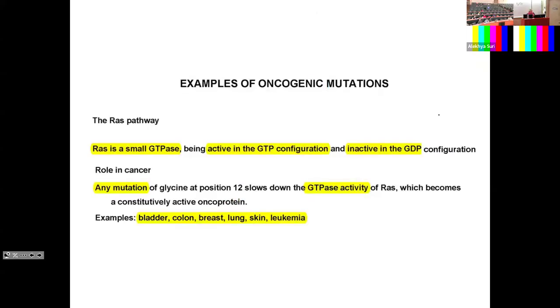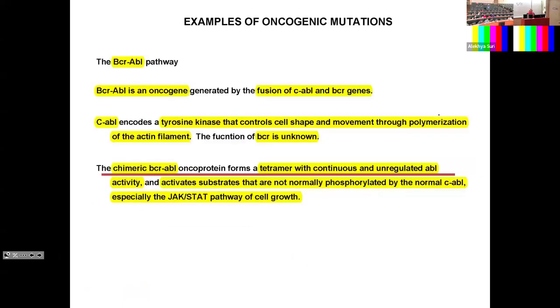So some examples are, I say the RAS is very, RAS is a small GTPase. You know that the GTPase binds GTP and then they convert and process it to GDP. So that is a continuously very active molecule in signaling transduction. And what happened is that any mutation in there changes the activity of this GTPase. So it's very characteristic in many types of tumors.